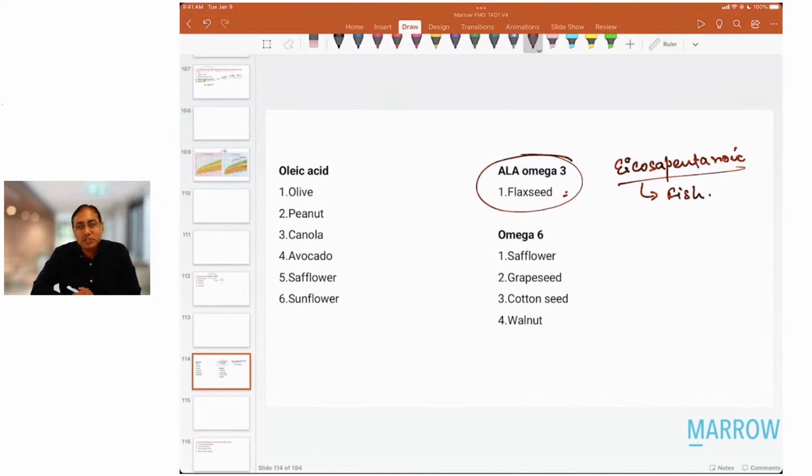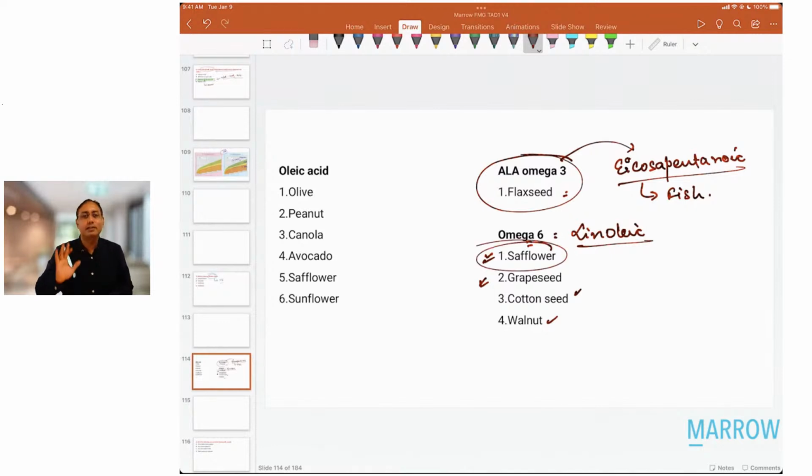Fish oil is the richest source for icosapentaenoic acid, a long chain derivative of the omega-3 fatty acids. What is omega-6? Omega-6 is linoleic acid. What is the richest source of linoleic acid? That is safflower. We can also have grape seed oil, cottonseed, or walnuts. They are also rich. But if you get the single best answer, please mark safflower.